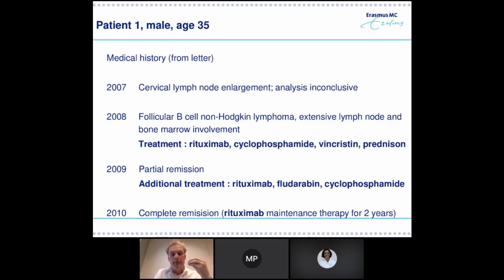If you look at his medical history, in 2007 he had a cervical lymph node enlargement for which he was evaluated, and there was no conclusive diagnosis. One year later, a B-cell non-Hodgkin lymphoma was diagnosed with extensive lymph node and bone marrow involvement. So a hematological malignancy, for which he was treated with rituximab, cyclophosphamide, vincristine, prednisone, so immunosuppressive therapy and chemotherapy. In 2009, he had partial remission, so he received additional treatment, again with a combination of immunosuppressants and chemotherapy. And in 2010, he had complete remission of the hematological disease, and he underwent maintenance therapy with rituximab for 2 years.